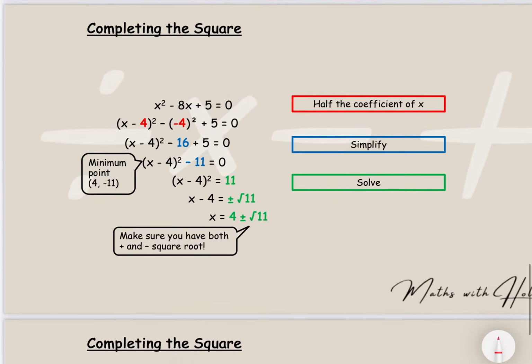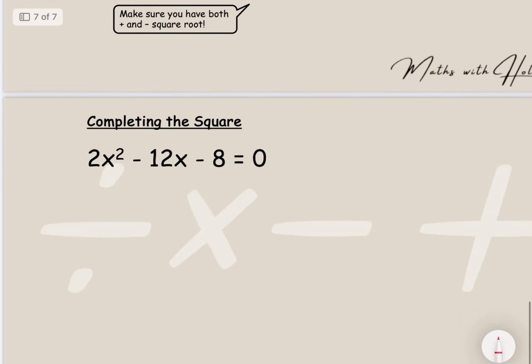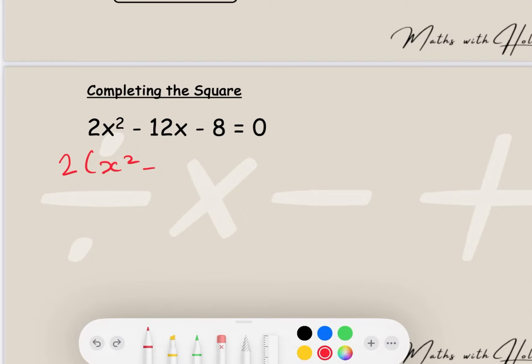Right, the last question. In this last question, notice how there's a 2 in front of the x squared. How do we deal with this? Well, first, I could factorize. So I have a quadratic inside. Sorry, it's not 12, it's 6. So 6x and then minus 4 is 0. But then you could just divide the whole thing by 2, because 0 divided by 2 is 0. And then you are left with x squared minus 6x minus 4 is 0.